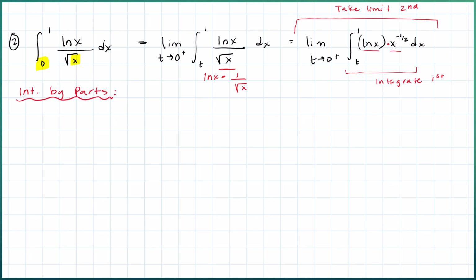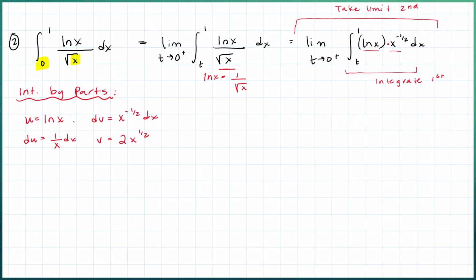Because we have a natural log in there, that tends to be a good choice for u. So I'm going to let u equal the natural log of x. I'm going to let my dv be the rest of the integral, so x to the minus 1/2 dx. And du then, of course, is 1 over x dx. And v, when I integrate that, becomes x to the positive 1/2 divided by 1/2, so 2x to the 1/2.